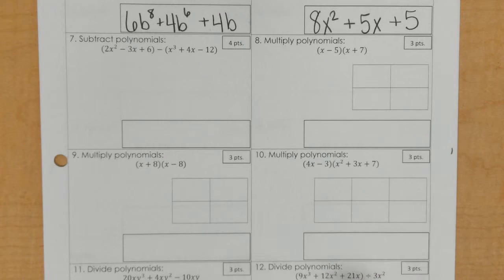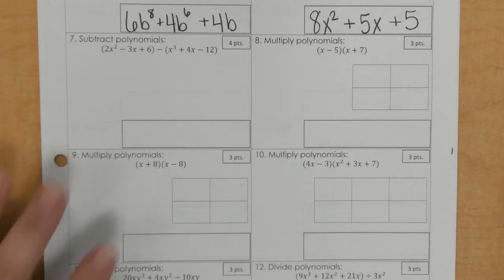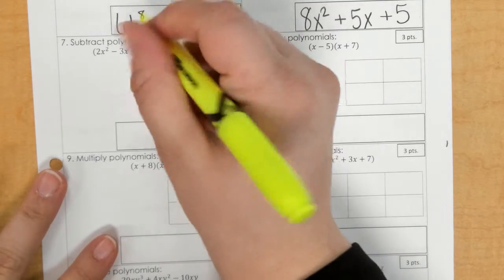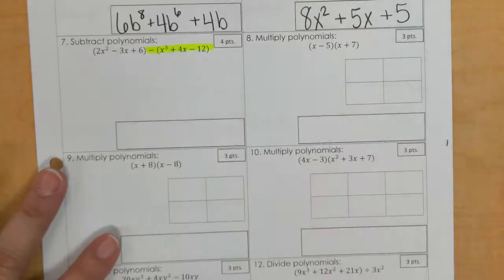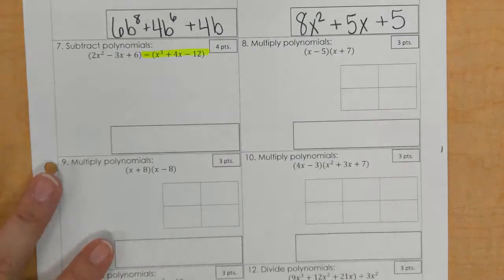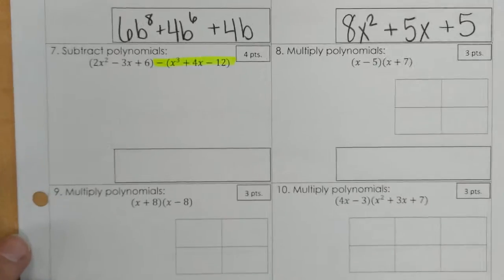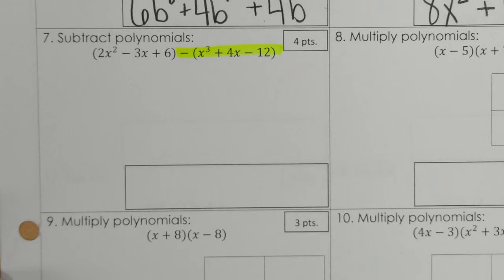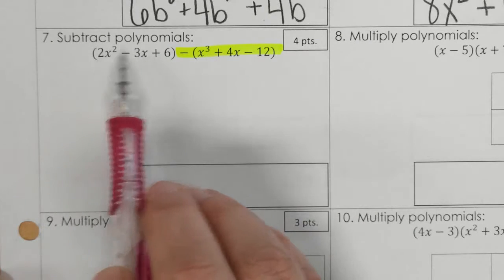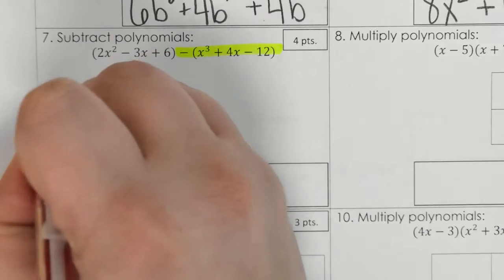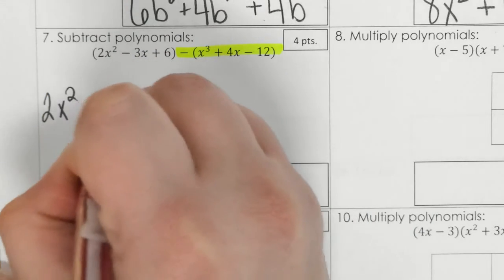In number 7, it says that you have to subtract polynomials. So in this one, that is when you have to change the signs in the second set of parentheses. So let's zoom in just a little bit here. Focus that. So this part here stays the same. Just drop the parentheses.